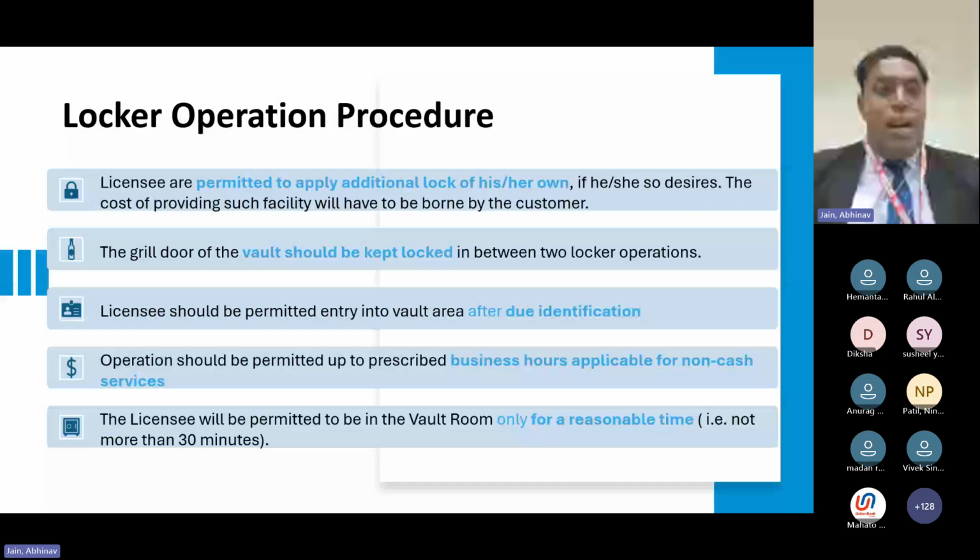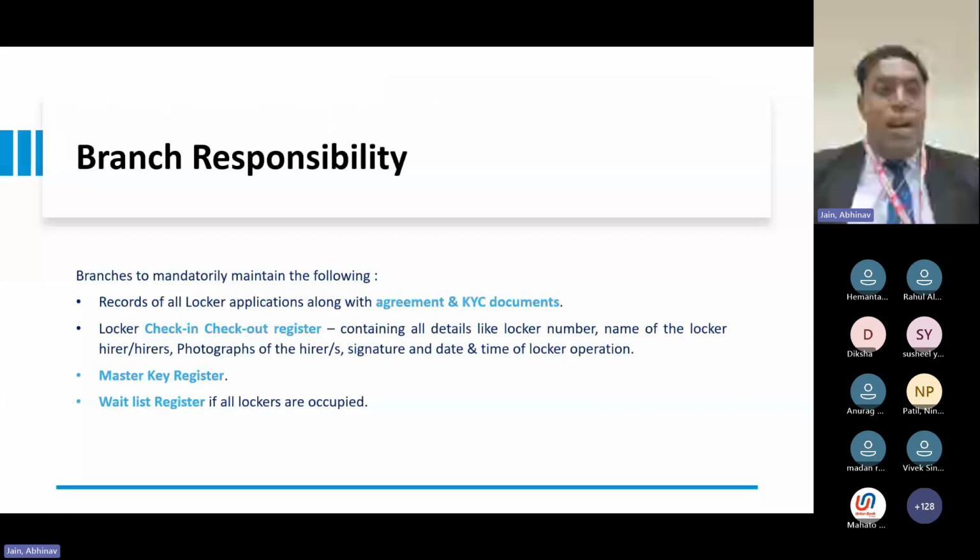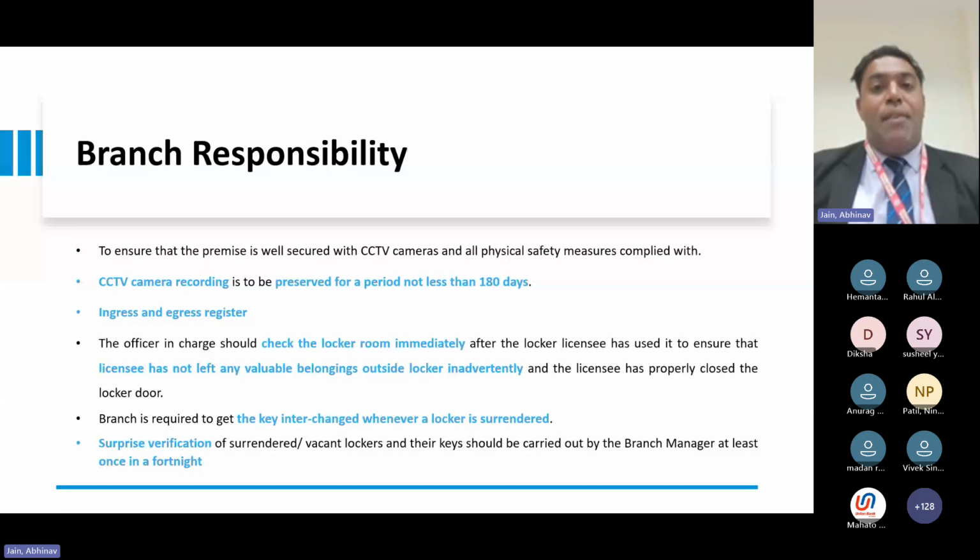Now, let us understand what the responsibilities of the branches are in this case. They will have to maintain KYC documents. They have to get the agreement signed. They have to maintain a check-in, check-out register. They have to maintain a master key register and a wait list register. Apart from that, the branches which have lockers have to preserve CCTV camera footage for at least a period of 180 days. That is, not less than 180 days.